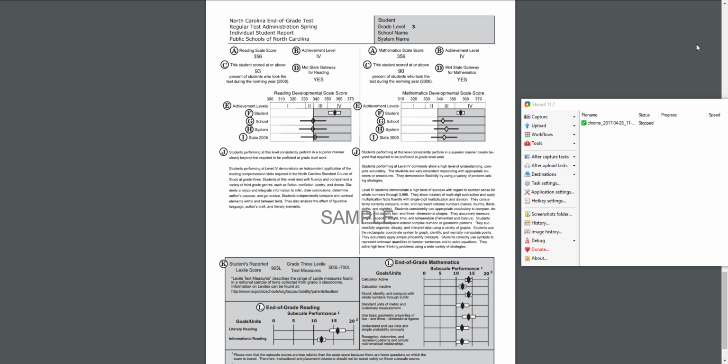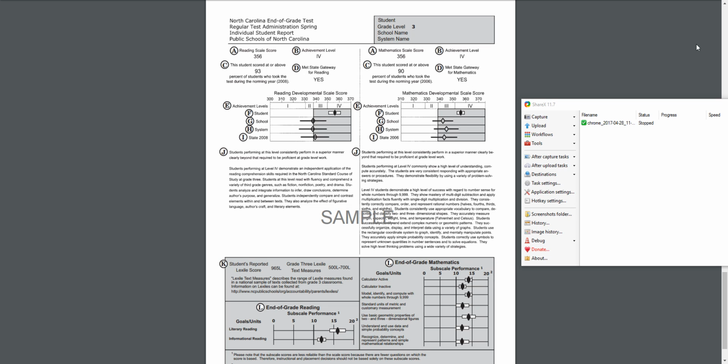965L. Using that number, you can go to the website indicated here and see how that translates. Unfortunately, it's not something that I know too much about. Essentially, it means that your child is scoring above the grade 3 Lexile text measures, as you can see, indicated between 500 and 700L. And so your child has a 965L, which means that they're reading above grade level. That's very nice.